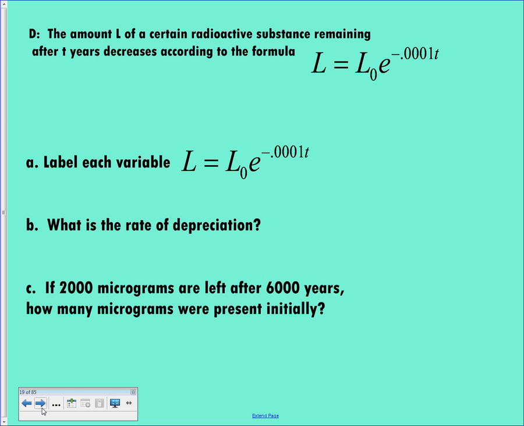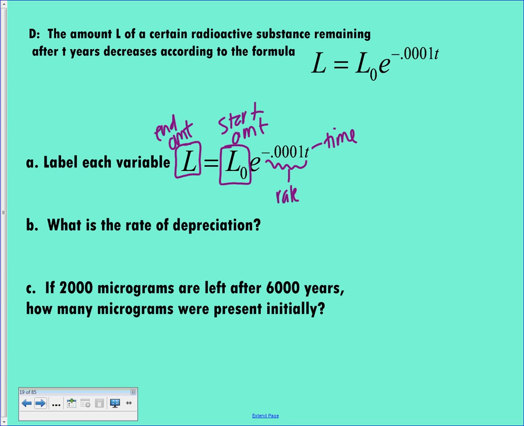Example D, same idea. We're reading the equation. A certain radioactive substance remaining after T years is decreasing according to this formula. So label. Even though there are different variables, it means the exact same thing. This part is usually our P value, which means our starting amount. This number, the L, is usually your ending amount. E is just E. This number is your growth rate, and T still stands for time. So no matter what variables they throw at you, it's going to be in the same exact order. So just rewrite it if you want to, or just label it.